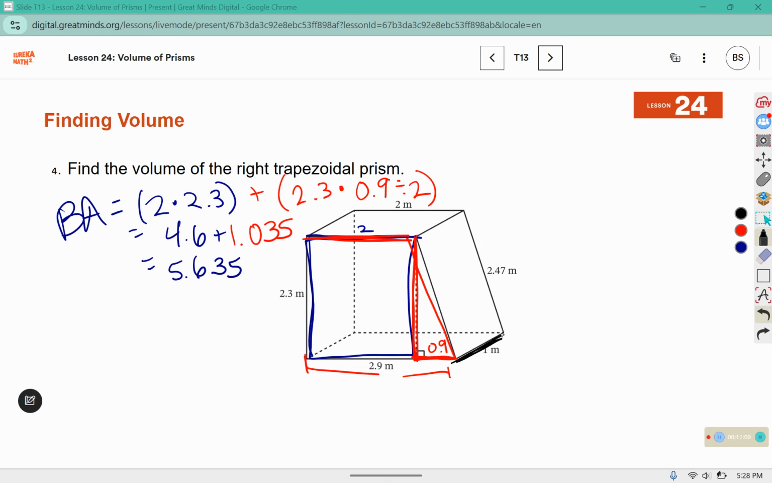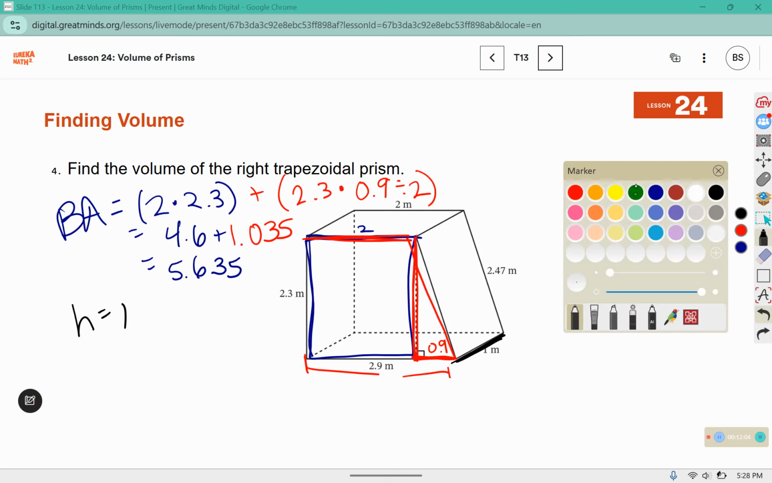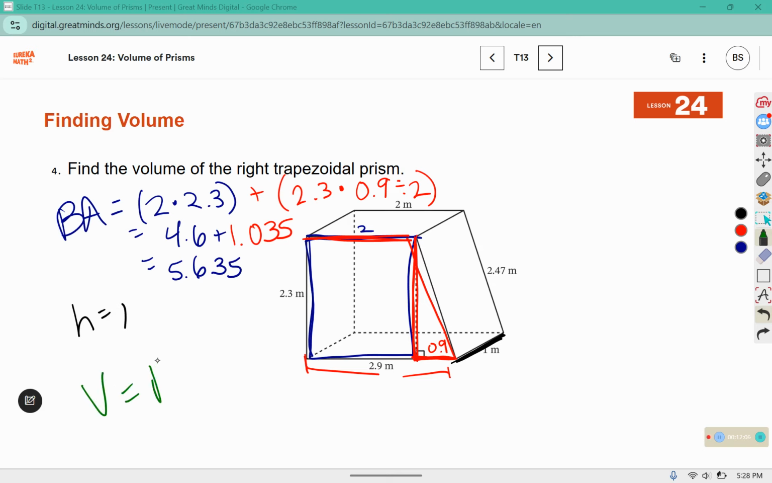And then the height of the prism is 1. The volume is found by the base area multiplied by the height. So we're going to multiply 5.635 by 1, which is a volume of 5.635 meters to the 3rd power.